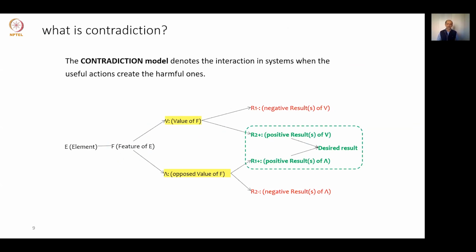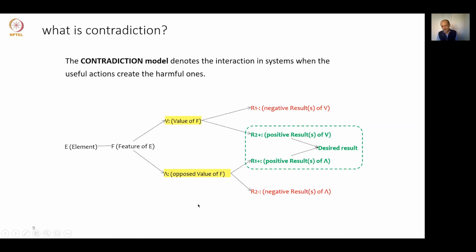What is a contradiction? The contradiction is a model. This is a model that we use to describe the interaction inside of the system when a useful action creates a harmful one. The basic pattern of the contradiction model that we use for forecasting purposes: we put what we are interested to achieve, in which situation it will happen, what kind of element, feature of element, and value of feature is responsible for that, and of course, what will be the negative consequences, and the opposite value of the feature of the same element, which leads to the negative result becoming positive, but unfortunately, our positive result also becomes negative.